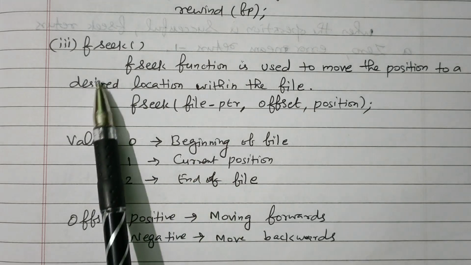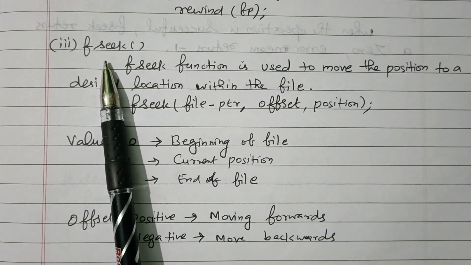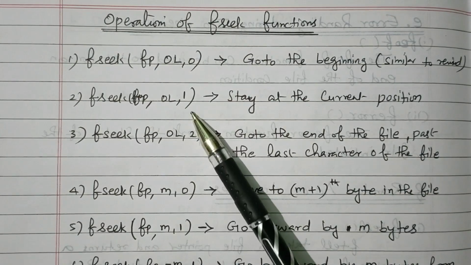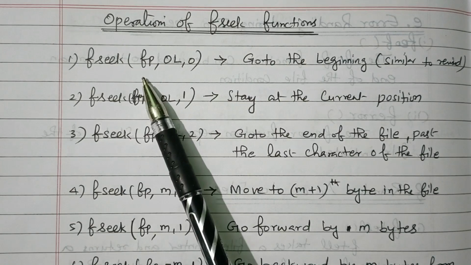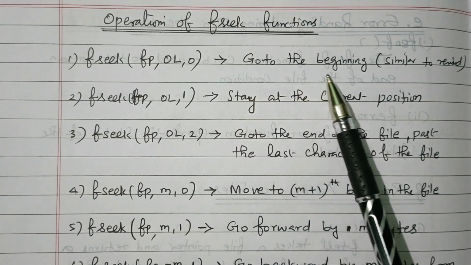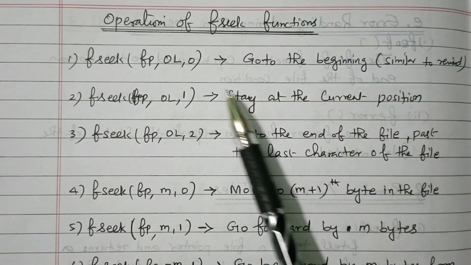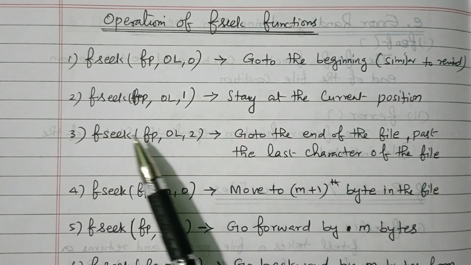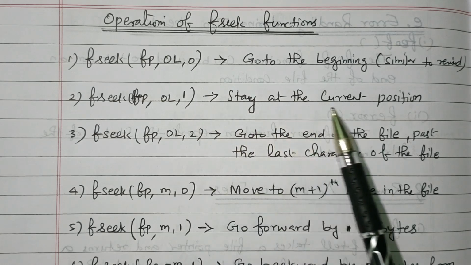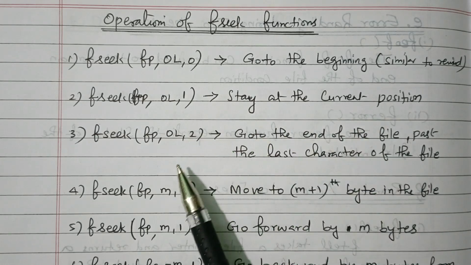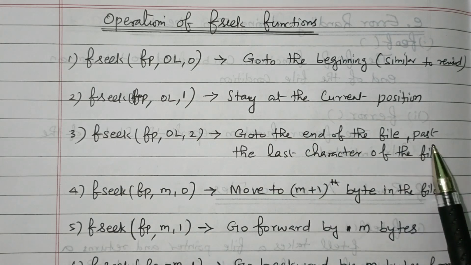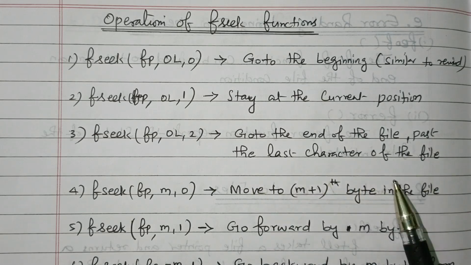Now we'll see what are the possibilities, what are the further operations available in fseek. So various operations performed by the fseek function. First one, fseek(fp, 0L, 0). Go to the beginning of the file, very similar to rewind, right? 0 refers to the beginning of the file. fseek(fp, 0L, 1). It will stay at the current position. 1 is stay at the current position. fseek(fp, 0L, 2). Go to the end of the file, past the last character of the file, right?